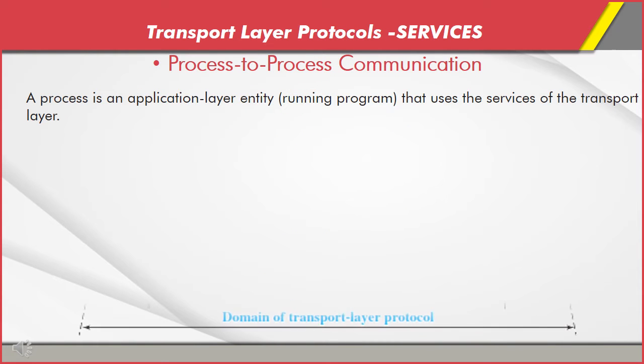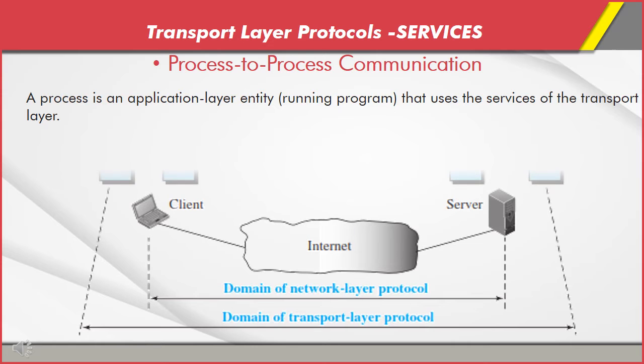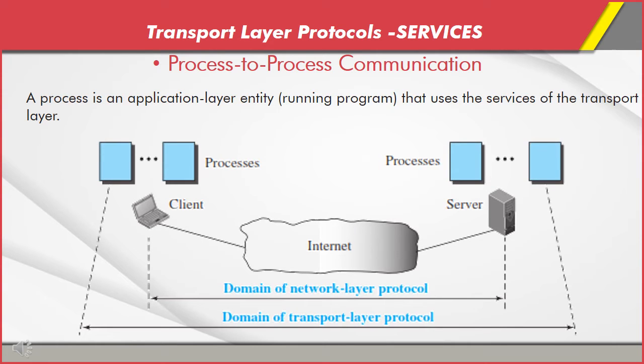A process is an application layer entity, a running program that uses the services of the transport layer. Although there are a few ways to achieve process-to-process communication, the most common way is through the client-server paradigm. The process on the local host, called a client, needs services from a process usually on the remote host, called a server. So this figure shows the client and the server communicating the processes by means of the internet.